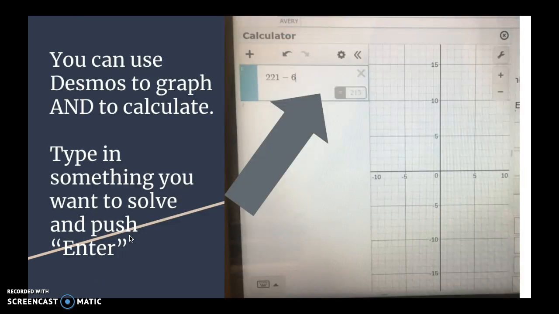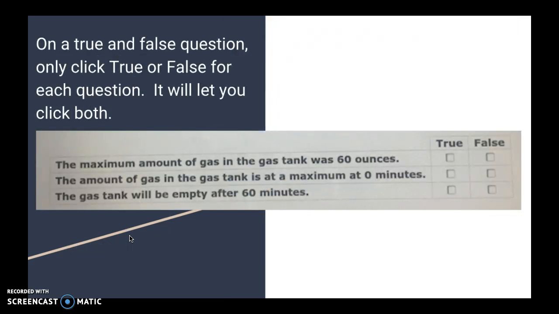Also, what you may not know is that Desmos is actually a calculator. If you want to add, subtract, multiply, divide, you just type it into Desmos, push enter, and it will do it for you. For example, I typed in 221 minus 6, and I pushed enter, and it gave me 215.